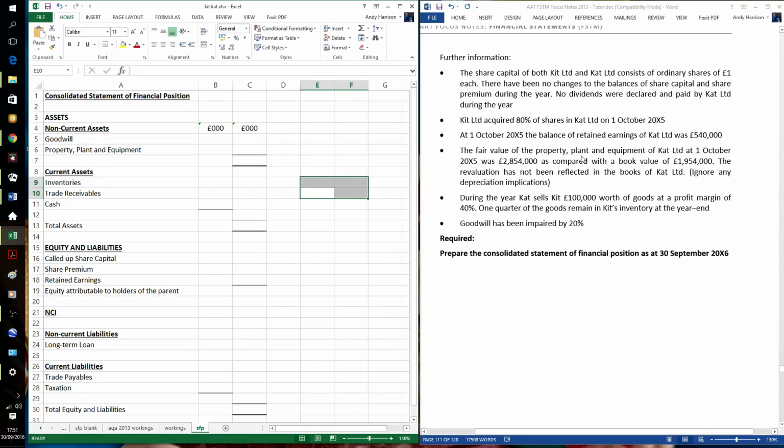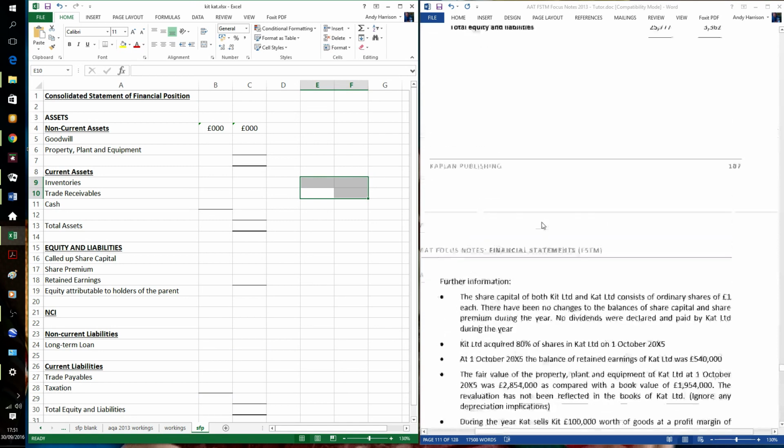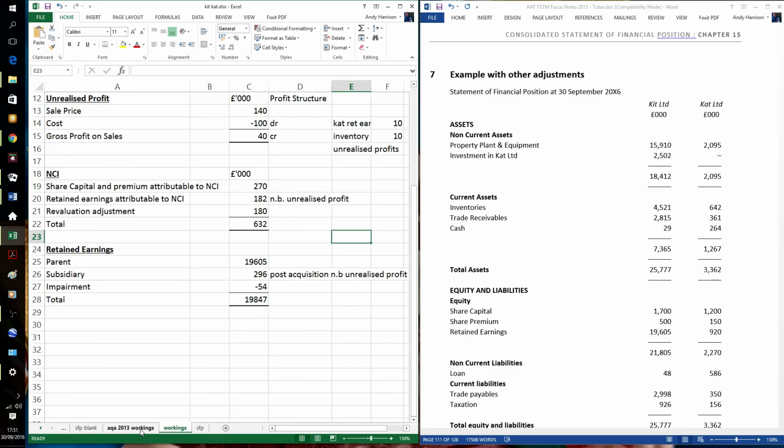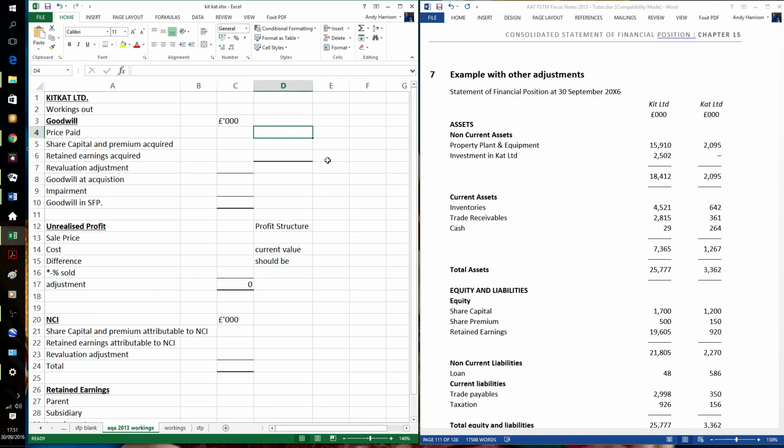This is a revaluation: property, plant and equipment worth an extra 900,000. And this is the intercompany transaction: £100,000 worth of goods that cost 60,000. Save you doing the maths, and then a quarter of that is still sitting in the closing inventory. That's the goodwill we're going to do. So onward with the calculations. This is a statement of financial position layout, but we're going to do some workings out first. We'll do this version of the workings out.